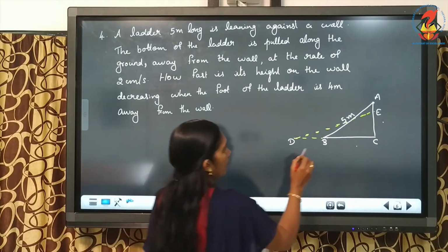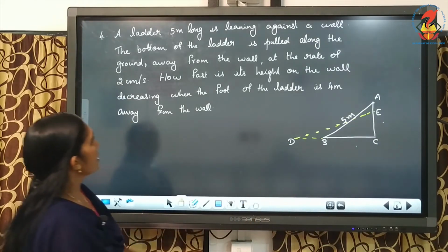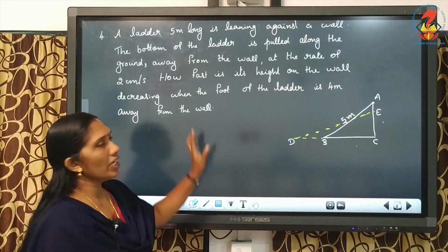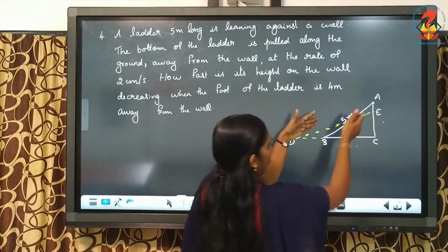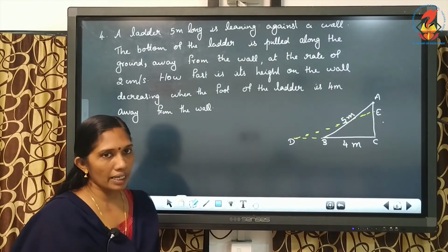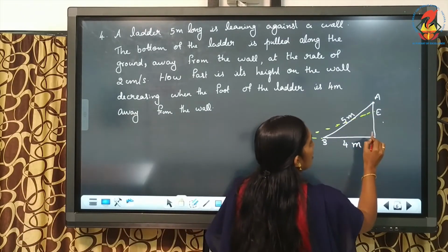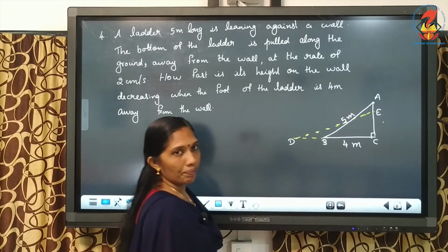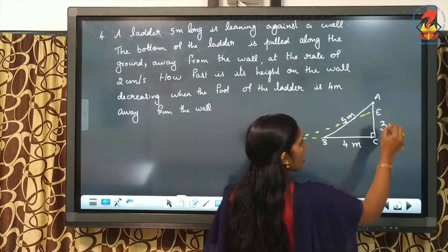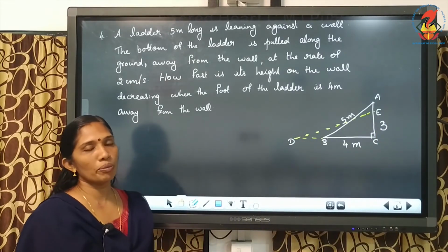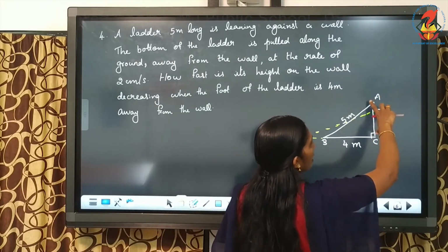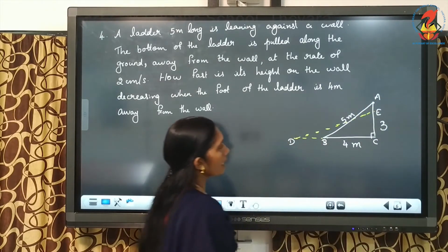This is given, BC, when the foot of the ladder is 4 meter away from the wall. That is in the beginning. This is 4 meter. So ABC is a right angle triangle. So can we get AC? If it is 5 and 4, then AC becomes 3. 5, 4, 3 form a Pythagorean triplet. Now we have to find how fast the height is decreasing.